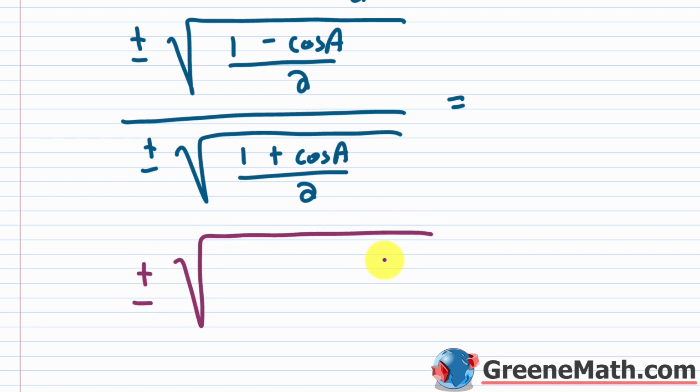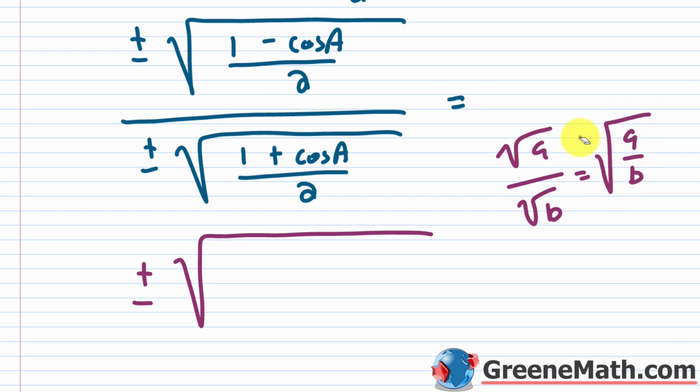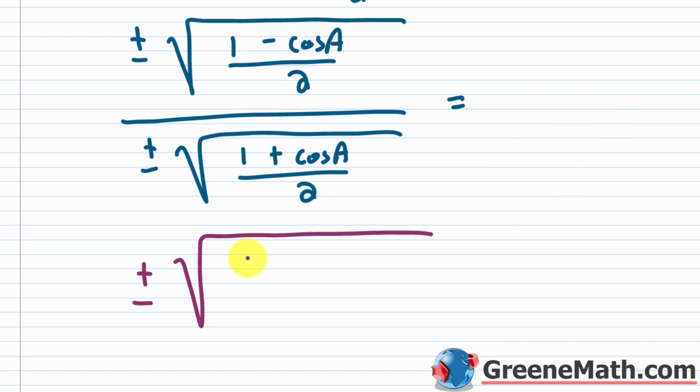then you can make a big square root. And again, if you have the square root of something divided by the square root of something else, so something like the square root of A over the square root of B, this is the square root of A over B. Okay, so you can just combine it like that and say that this is 1 minus the cosine of A over 2. Let me come down here a little bit.